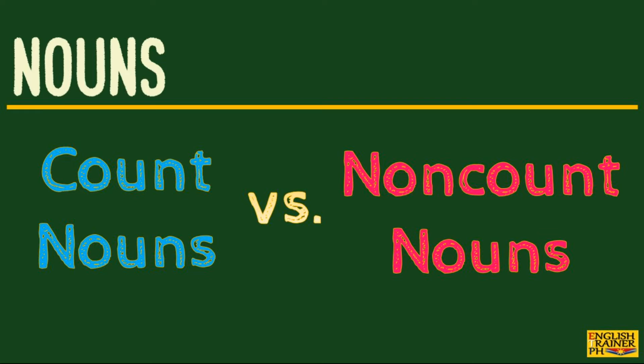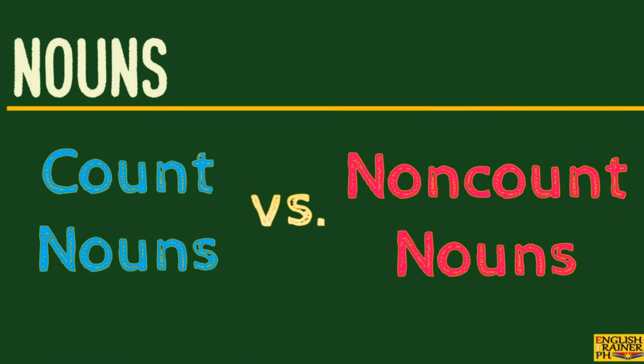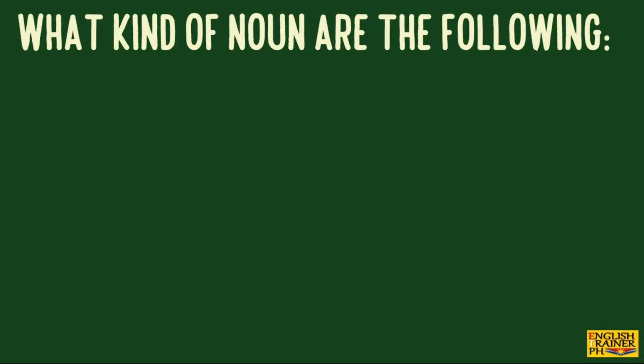This is a follow-up on the previous topic on articles. Today we're going to talk about count or countable nouns and non-count or uncountable nouns. Knowing the difference between the two will greatly help you with your usage of articles and also your singulars and plurals. So let's begin. I'm going to start by giving you a few nouns. All you have to do is to decide whether it is a count noun or a non-count noun.